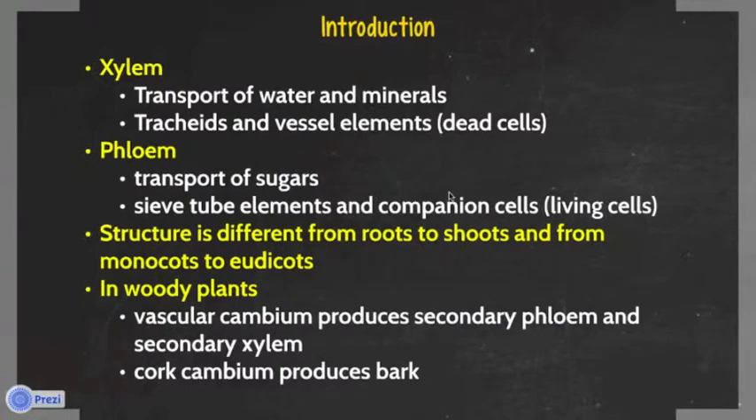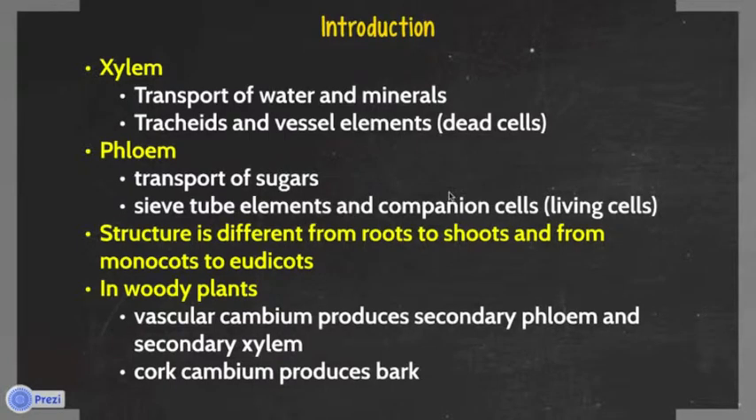Xylem cells, tracheids and vessel elements, are dead at functional maturity and contain perforating pits in their cell walls for water and mineral movement. In contrast, phloem cells, sieve tube elements and companion cells, are alive at functional maturity. Sieve tube cells, however, lack many important organelles and rely on neighboring companion cells for support and energy. Sieve tube cells are connected by enlarged plasmodesmata.